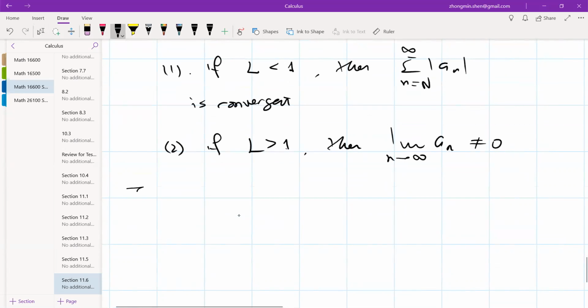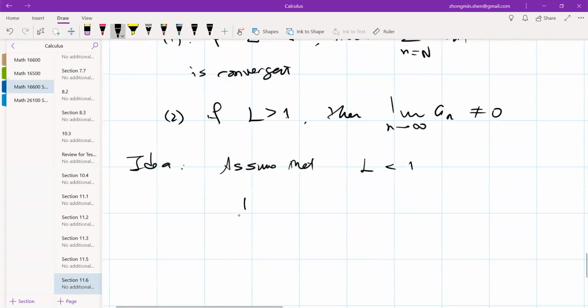Okay, here's the idea of the proof. We assume that L is less than 1. So we look at the absolute value of a_{n+1} over a_n. Because the limit is L, I can choose another number L prime between L and 1, here's 0, here's L, here's 1.